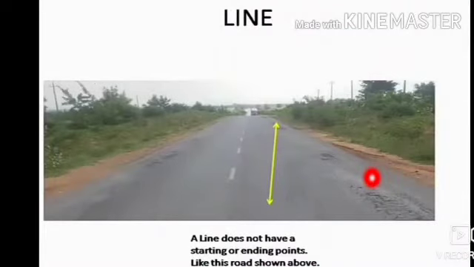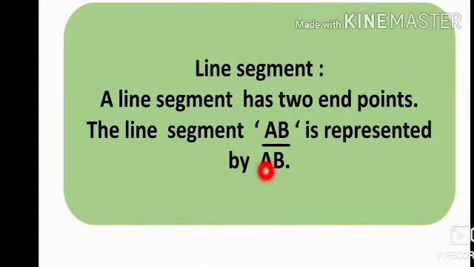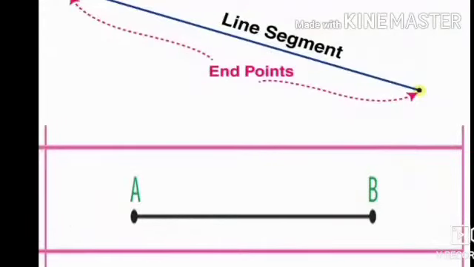Here is a real life example of line. A line does not have a starting or ending point like this road shown above. Line segment. What is a line segment? A line segment has two end points. The line segment AB is represented by AB. So, here this blue line is a line segment and here A and B are the end points of this line segment. A is known as starting point and B is known as end point.